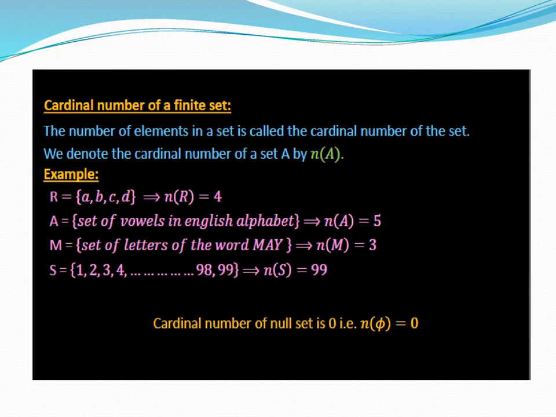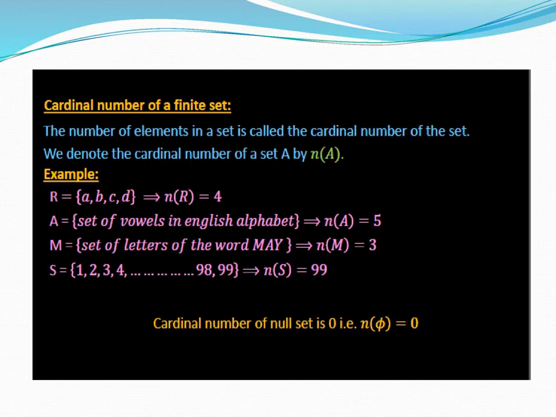Next we will learn the cardinal number of a finite set. The number of elements in a set is called the cardinal number of the set. We denote the cardinal number of a set A by n of A. Suppose we denote the cardinal number of set B by n of B. For example, R equals the set of elements A, B, C, D. Now we can write n of R, the cardinal number of set R. How many elements are there? Total number of elements is 4.